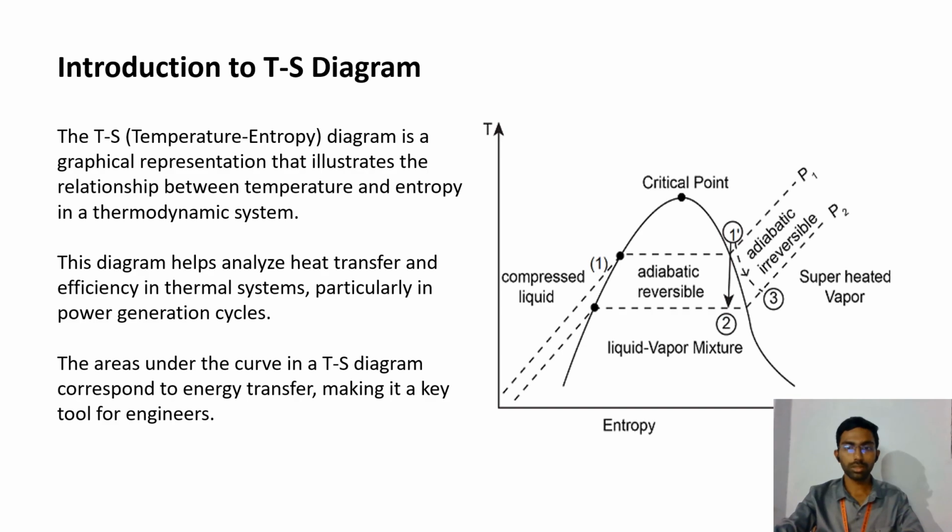Here we can see the TS diagram, temperature and entropy, where it is compressed liquid and converts into adiabatic reversible and adiabatic irreversible. And the critical point at the mid point. In one you can see the liquid vapor mixture. In 3 you can see the superheated vapor. It is P1 and P2.